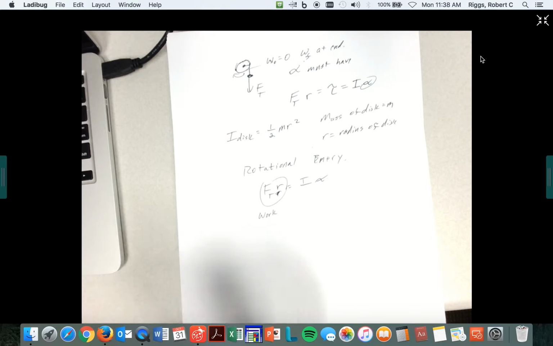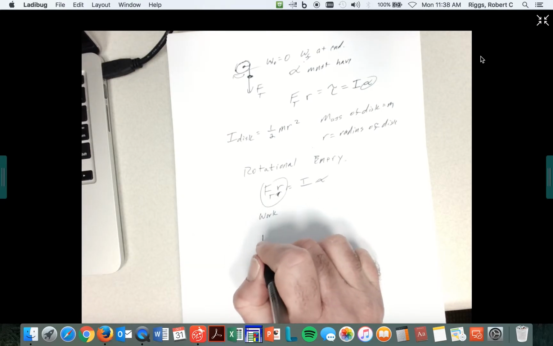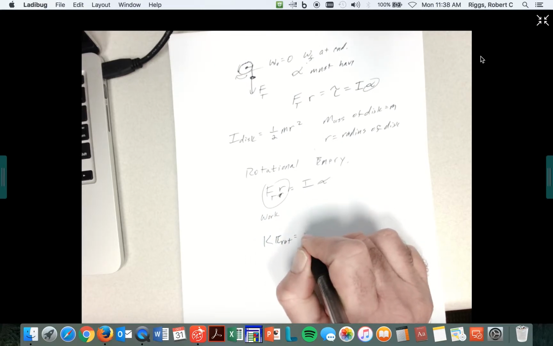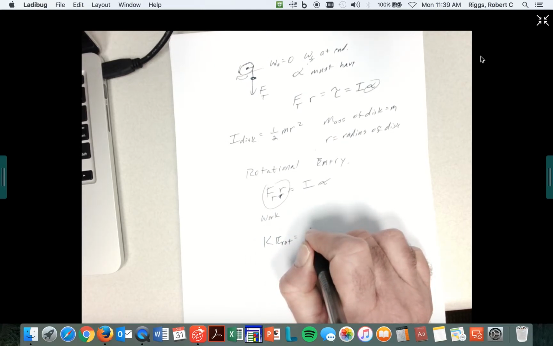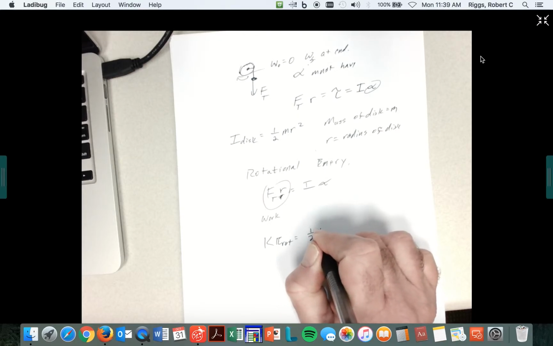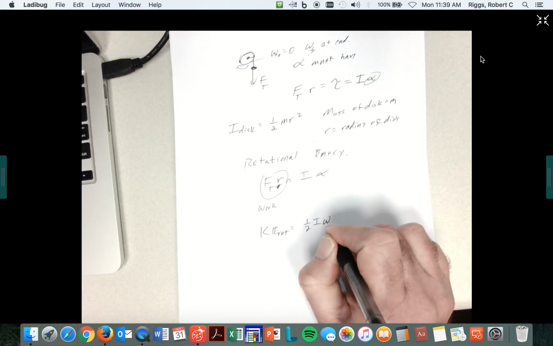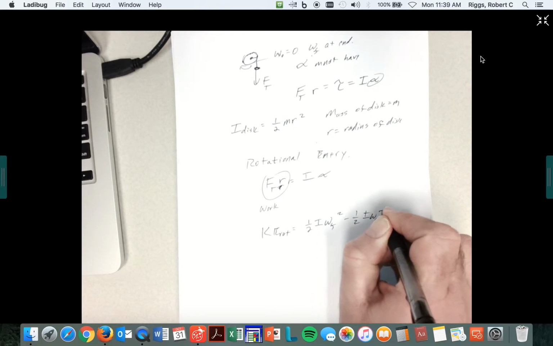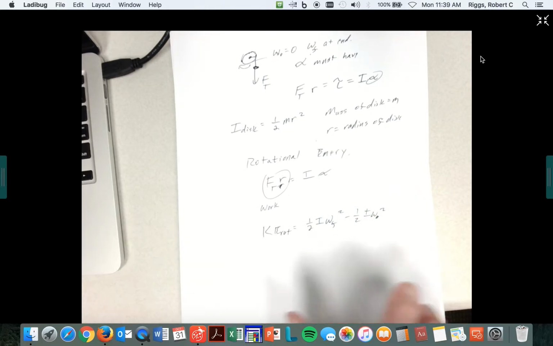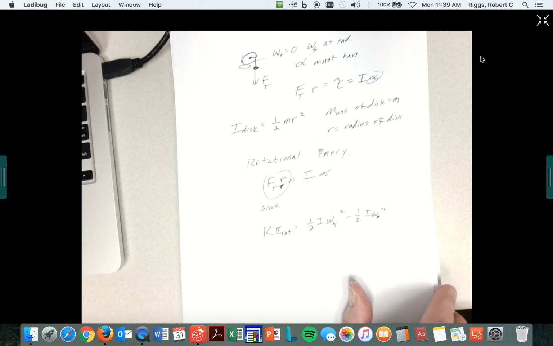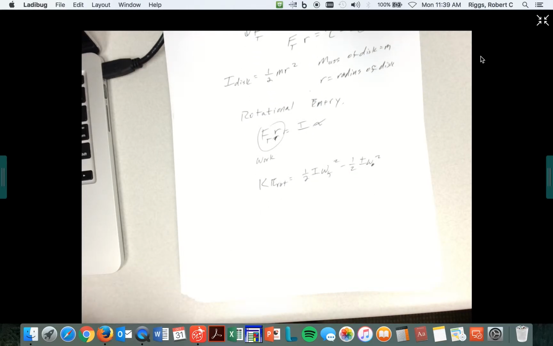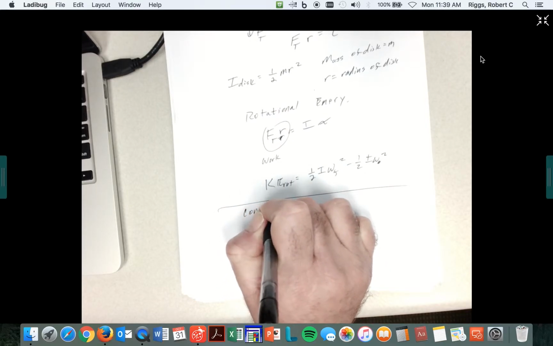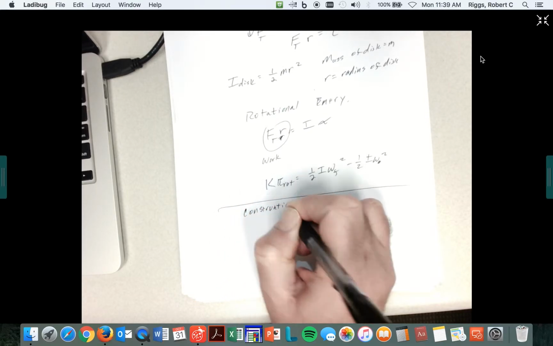But the change in rotational energy, KE rotational, is equal to 1/2 I omega final squared minus 1/2 I omega naught squared. Then the very last thing, and I'll stop this intro, is conservation of angular momentum, which you might have one of on your exam.